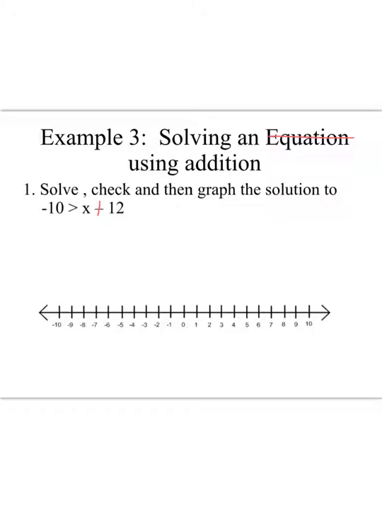So I'm going to make this plus -12. I'm going to add positive 12 to each side to get rid of a -12. So -10 plus positive 12 is 2. 2 needs to be larger than x. So it's going to be an open dot at 2. And 2 needs to be larger than x, so that means my x values all have to be smaller than 2, because 2 is that top line.